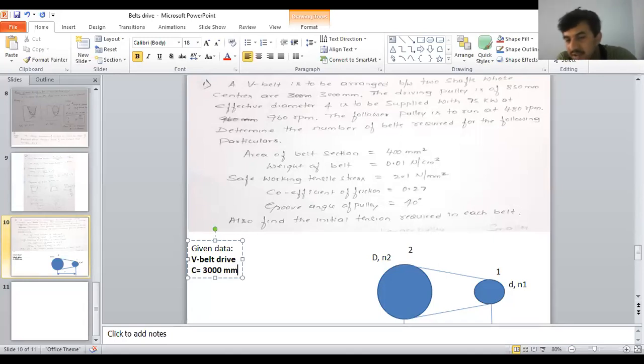I don't know which one is driver. Is it the larger pulley or the smaller pulley? But you write the data. Don't write the notation, just take the data. These are data related to the driving pulley.